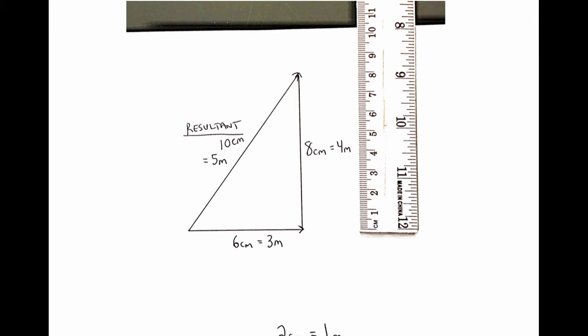And with my ruler here, and I did it carefully, and you can try it at home as well, I measured out my resultant. My resultant is this arrow over here. It's from where I started to where I ended up on my head-to-tail diagram, and sure enough, it measured out to 10 centimeters, which gives me my 5-meter answer.